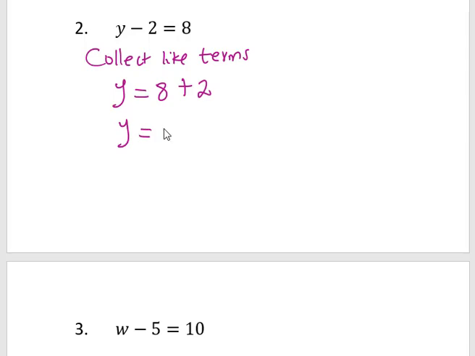So y is equal to 8 plus 2 gives us what? 10. And it makes sense. What can you subtract 2 from to give you 8? It is 10, and that's just correct. Let's go for the next question.